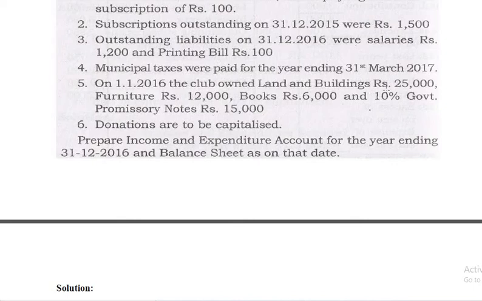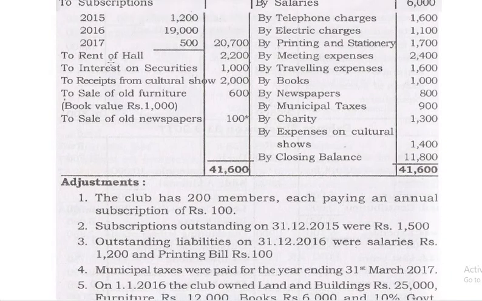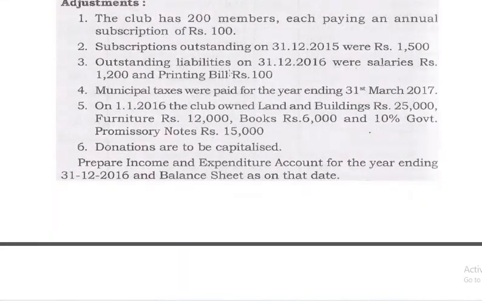Some balances are given at the beginning of the year: land and building, furniture, books, and 10% promissory note. When this 10% is given, it has a hidden adjustment. On 15,000, 10% comes to 1,500. Whereas if you look at the interest on securities, only 1,000 is given. That means 500 is still receivable, outstanding. So in the income and expenditure account, income side, interest on securities 1,000, add outstanding 500 to get 1,500. And in the balance sheet asset side, interest receivable on promissory note or securities 500 rupees.